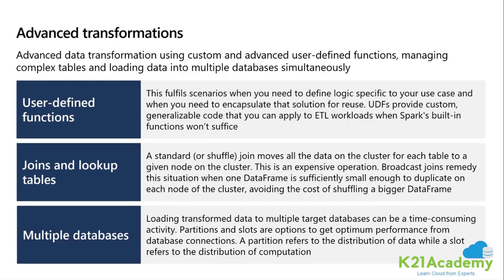We can also do joins and lookup. Two things I want to talk about here. One is called standard join. Second is called broadcast join. A standard join moves all the data on the cluster for each table to a given node on the cluster. So data movement is an expensive operation. A lot of data movement happens. And what is a broadcast join? Let's say you are joining two data frames, 1 and 2. Data frame 1 is very big, 2 is very small. So instead of taking 1 to 2, take 2 to 1. The data frame which is sufficiently small can be duplicated on each node on the cluster, avoiding the cost of shuffling a bigger data frame. This is called a broadcast join.